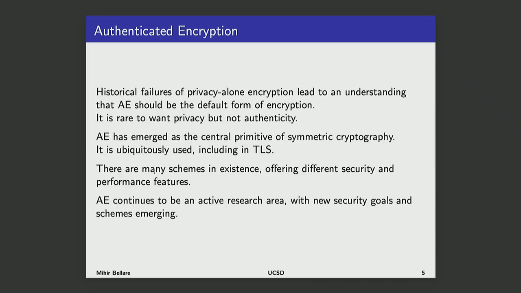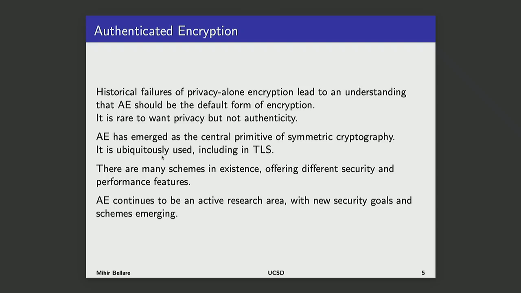Okay, so a little more of kind of summarizing what was said, for example, in that blog post, is that early on people did think that you could just use things like CBC and counter, which gave you privacy alone, but they had many failures, and after a while they came to see that the reason this was happening was lack of authenticity. And by now that understanding has grown to the point where authenticated encryption is the default.